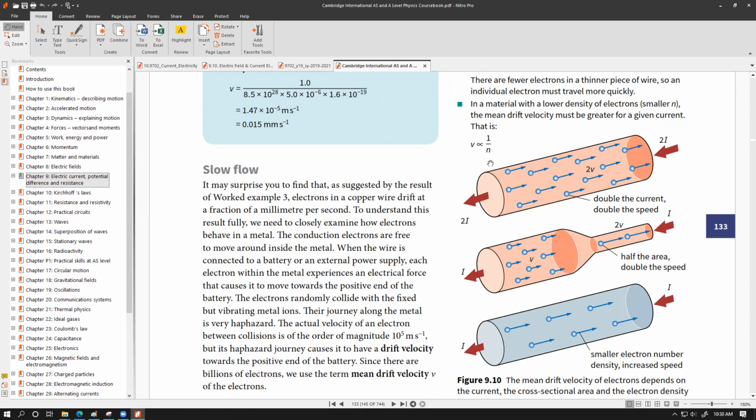Beautiful, because aluminum should have a much bigger n value compared to sodium. So aluminum would work with a bigger number of electrons, so it will move slowly. You can see over here V proportional to 1 by N. The bigger the number of free electrons, the smaller can be the speed, and vice versa.